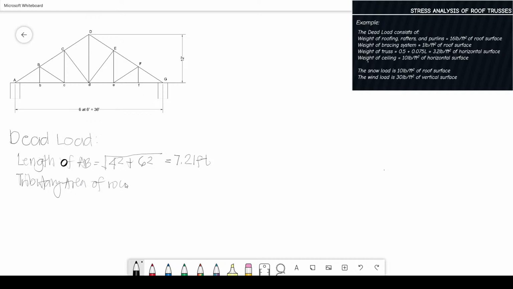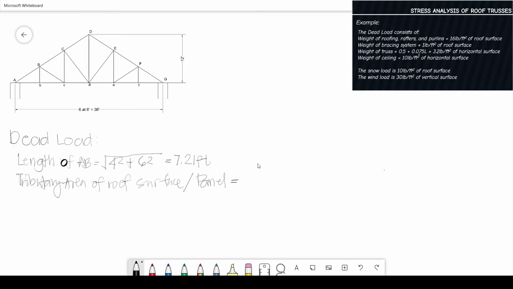A roof surface per panel. That is automatic. So, how do we find the tributary area of roof surface per panel?